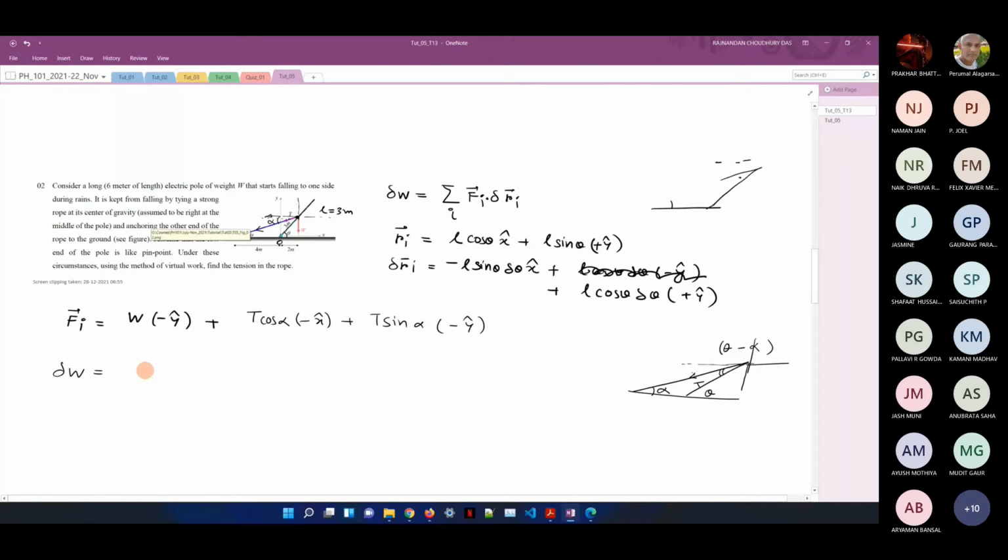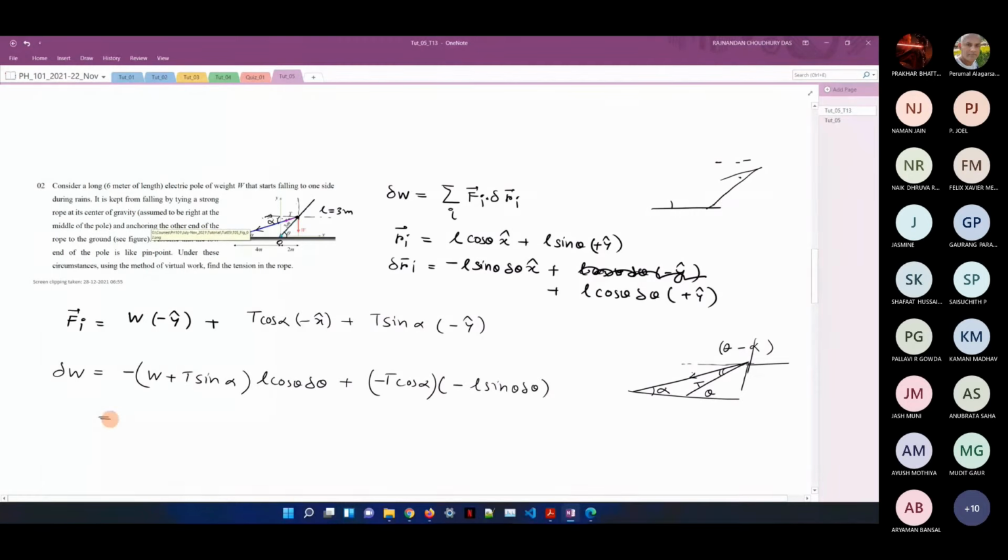So W plus T sin alpha, with a minus sign also, dotted with y cap. Y cap is L cos theta delta theta. Plus T cos alpha with a minus sign dotted with this, which is minus of L sin theta delta theta.